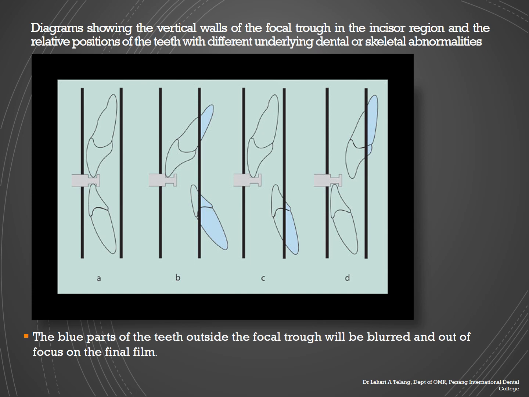So the blue parts of the teeth lie outside the focal trough and will be blurred and out of focus in the final image. So that is the importance of the focal trough, which makes you understand that it's important that you manually make the patient position themselves within the confines of the focal trough in the X-ray machine. Now, this is something we can show you when we are actually showing you the X-ray machine and the positioning, and it may be a little difficult for you to comprehend if you're listening to this lecture for the first time.